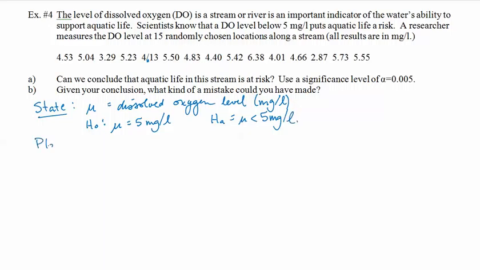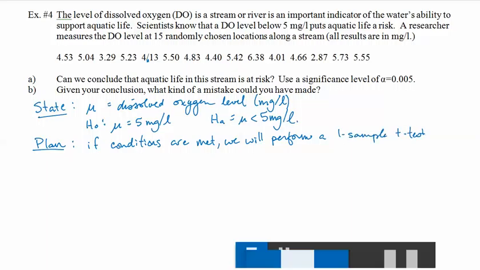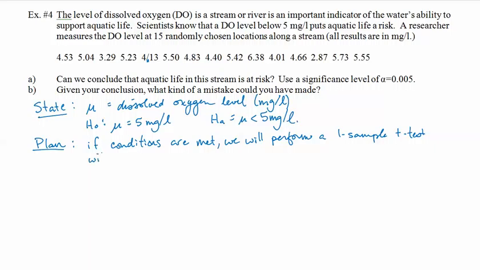For our plan, if conditions are met, we will perform a one-sample t-test with 14 degrees of freedom.